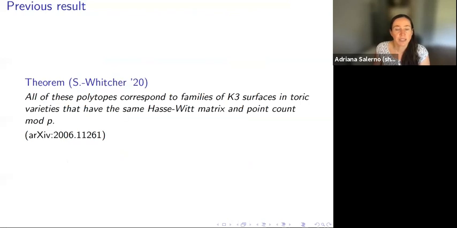Here's a previous result from work that I've been doing with Ursula, and this is on the arXiv. All of the polytopes that I showed you in the previous slide correspond to families of K3 surfaces in toric varieties that have the same Hasse-Witt matrix and point count mod p. Okay, so somehow we've been able to group them in ways that we know they have the same Hasse-Witt matrix and thus the same point count.